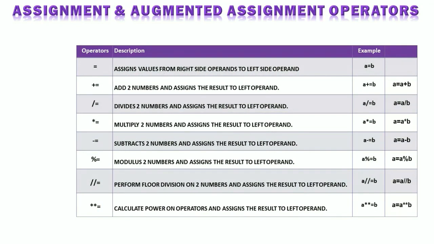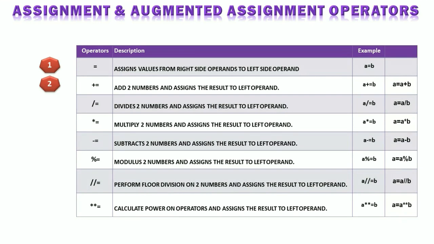Next we are going to discuss assignment and augmented assignment operators. They assign values. First we have the assignment operator, that is one equal symbol. It assigns values from the right side operand to the left side operand. Like here the example is given, A = B. The value of B will be assigned to A.